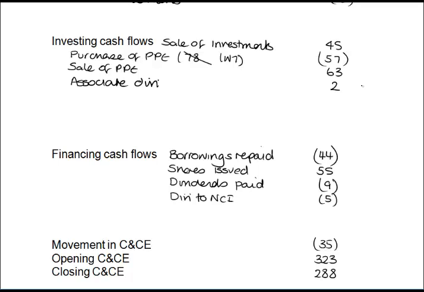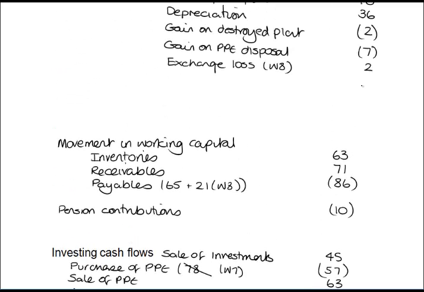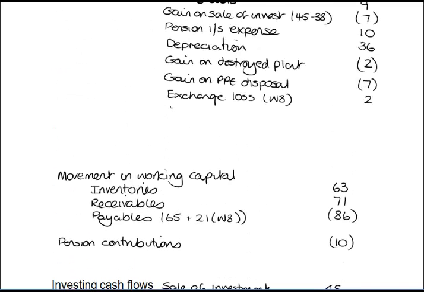Note 5, an impairment test was carried out at the end of the year on goodwill and other intangibles. Goodwill was impaired by 20 million. So what do we do with that? Well, that gets charged to the income statement. So I'm going to say here, goodwill impairment 20 million. I'm going to add that back. And intangible impairment is 12 million. I'm going to add that back because both of those get charged to the income statement.